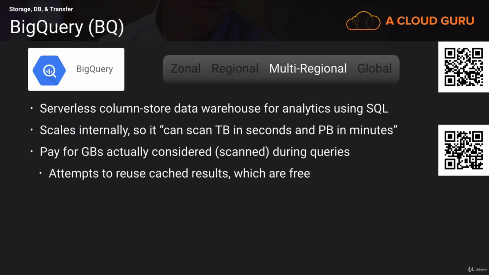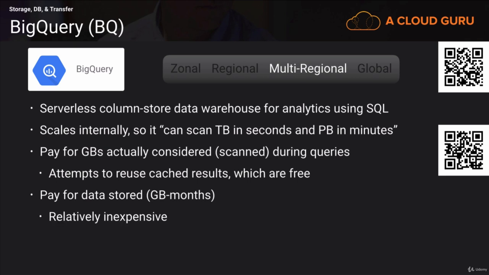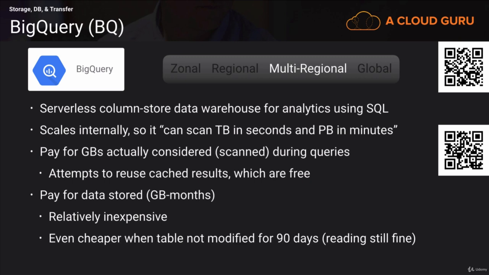Now, an extra nice thing about BigQuery is that it remembers the queries that you run and the results from those queries. And if you wind up making the same query again against the same data, then it'll just give you the result from its cache for free. Now, the query results are generally cached for 24 hours, and they'll have to be dumped if you wind up changing the tables. Another thing you have to pay for is data that you store over time, but this is actually relatively inexpensive, and it automatically gets even cheaper when you don't modify a particular table for 90 days, even if you read a whole bunch from it.